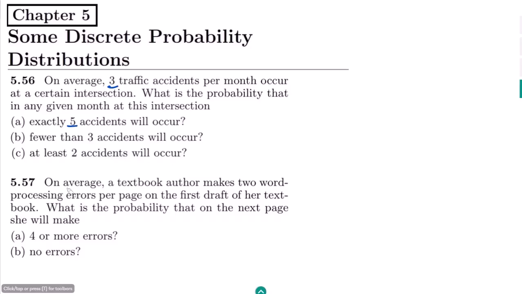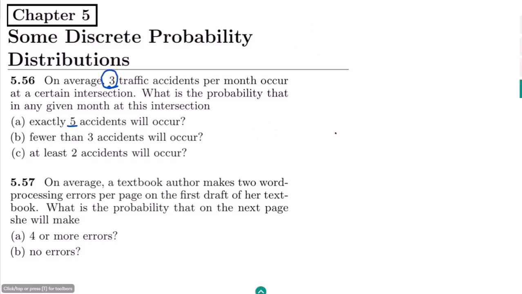Similarly, in 5.57, we are also given some average number of errors in the textbook. In all of these questions, the average number of traffic accidents, errors, or items is given, and we have to find the exact number, or some maximum or minimum limit of accidents or errors. So what would you do? You will have to use a very famous probability distribution, the Poisson probability distribution.